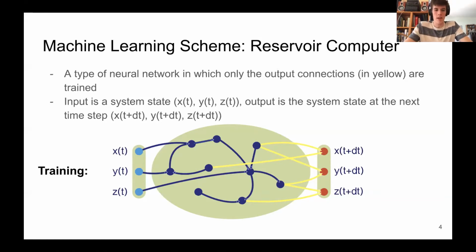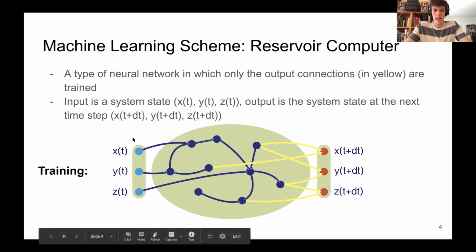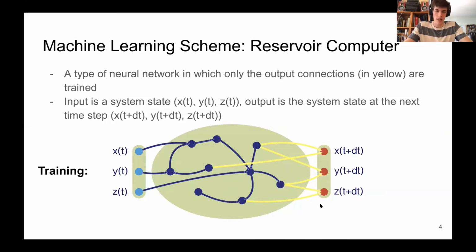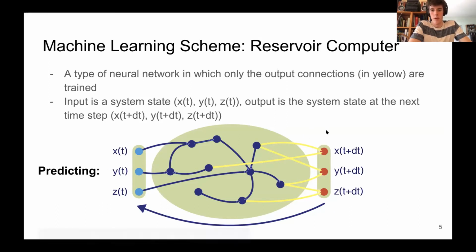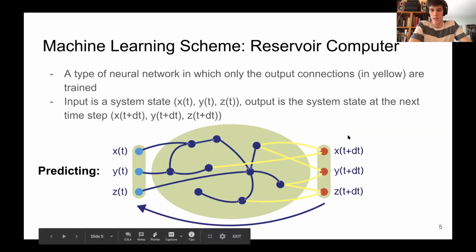When we're training a reservoir computer, we're putting in inputs, which is a three-dimensional system state vector, and the outputs are the system state at the next time step. That's in training. When we're using the reservoir computer to make predictions about the time series, we're feeding that output back in as an input, and then that's going through the reservoir and giving us the next system state.